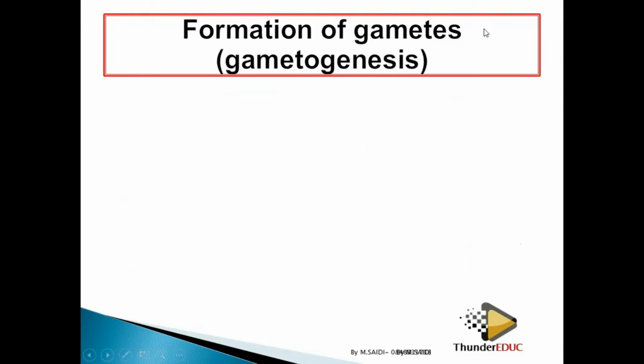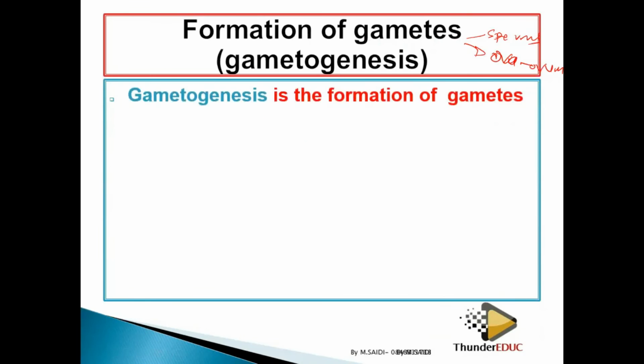Formation of gametes. Remember, when you talk about gametes, in this case, we are talking about sperms, and then you're also talking about ova. Remember, if it's one, it's called the ovum. And then if there are many, we call them ova. So this is the formation of the gametes. Gametogenesis is the formation of the gametes. These gametes include the sperms and also the ovum.